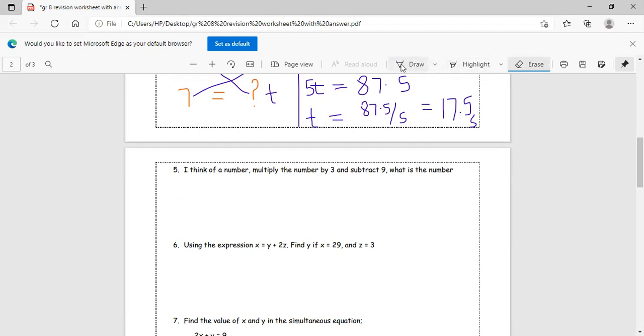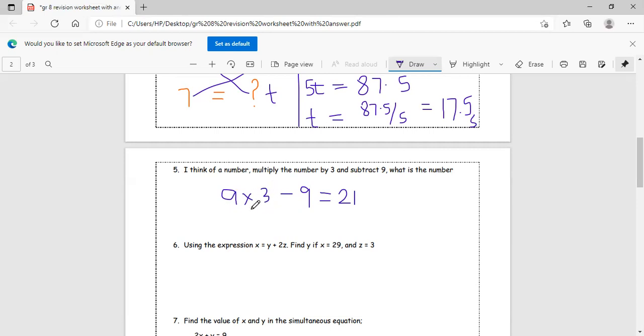All right, so the number is A. Now the question says, I think of a number, so I put A for the number. You can use any letter you like. Multiply the number by 3. So A multiply 3 and subtract 9, minus 9. Let's say that the answer is 21. It is not complete in this question. So the answer is 21.